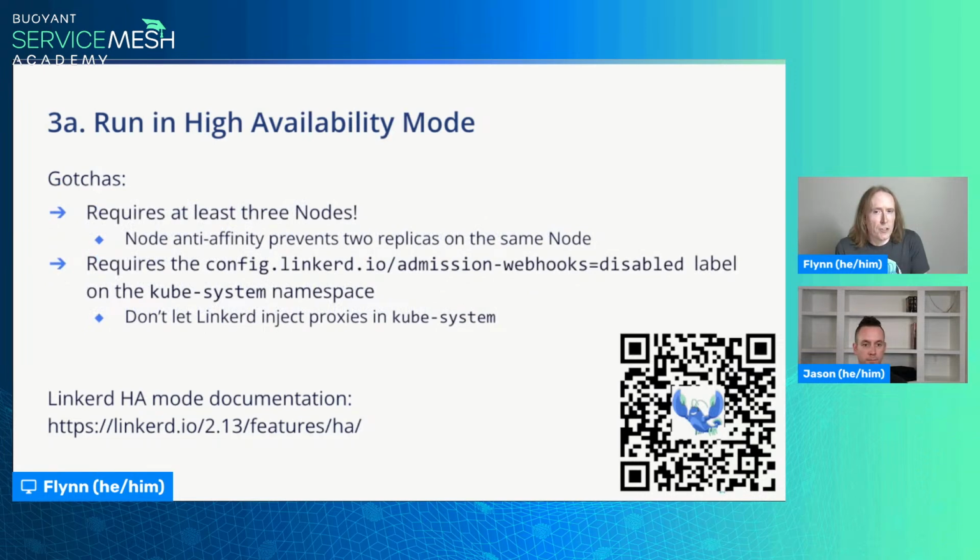I mentioned before, there's a gotcha here. You must run with at least 3 nodes because of the way we set up anti-affinity. And you must remember to apply the admission webhooks disabled label onto the kube system namespace so that HA mode doesn't try to do anything silly with the kube system namespace. Things to remember.